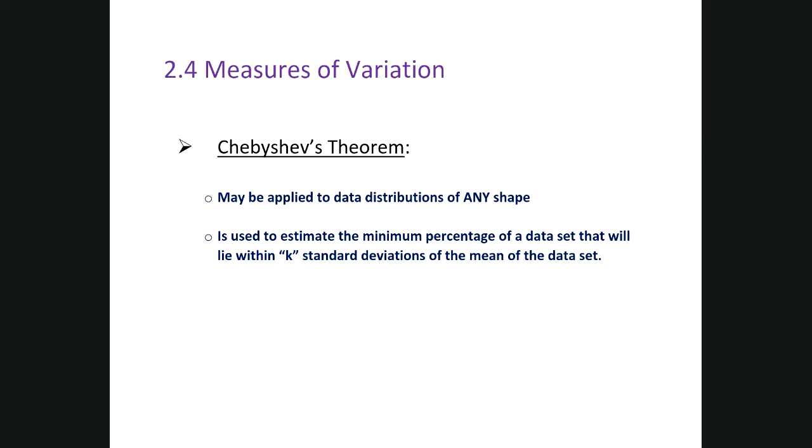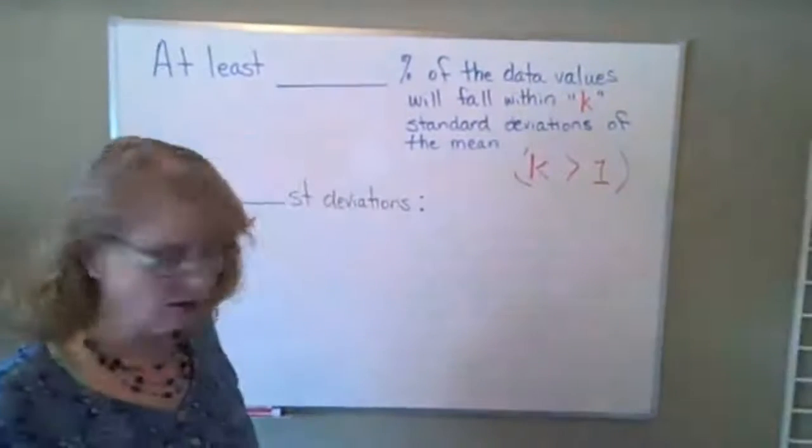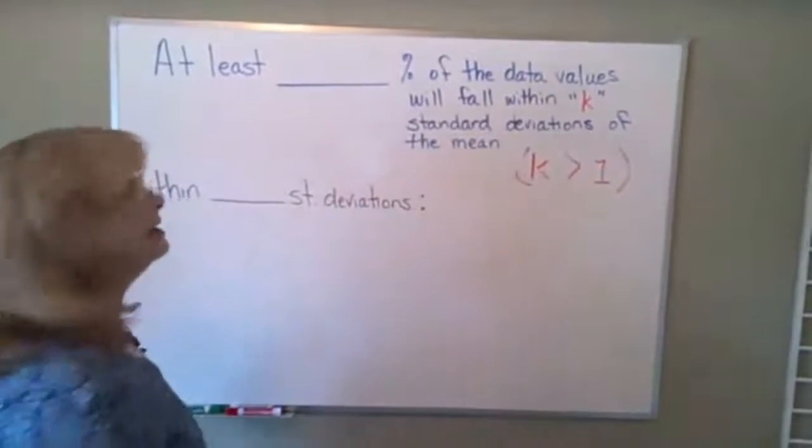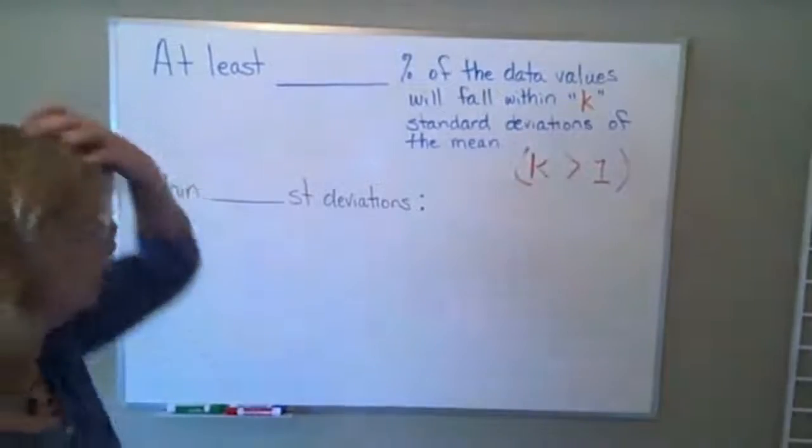Now, a couple of important words there. Notice it says it's used to estimate the minimum percentage of a data set that will lie within k standard deviations of the mean of that data set. K can be anything, but it has to be bigger than 1. And so what we're going to look at, I've kind of rewritten Chebyshev's theorem up here for you, and we're going to look at how we can apply this to some specific examples.